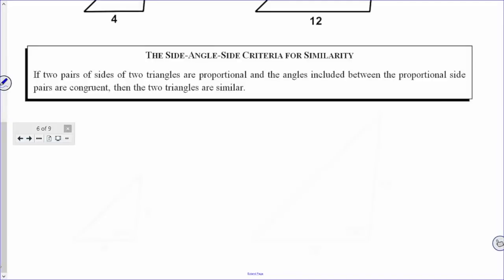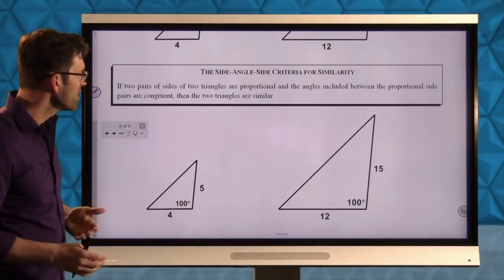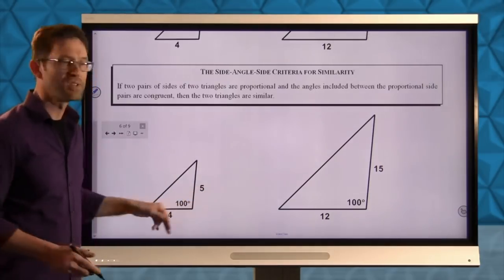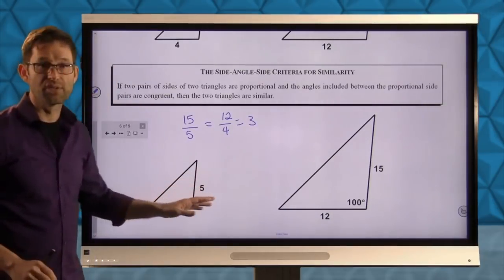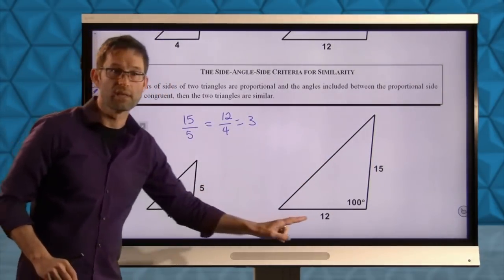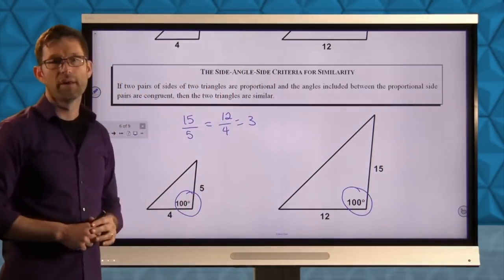If two pairs of sides, not three, if two pairs of sides of two triangles are proportional, and the angles included between the proportional pairs are congruent, not proportional, but congruent, then the two triangles are similar. So again, let's take a look at this sort of scenario. Same kind of idea here. We've got two pairs of sides. Notice again, I'm sticking with that 3. 15 divided by 5 is 3, right? And 12 divided by 4 is 3. So now I have these two pairs of sides that are proportional. This divided by this equals this divided by this. And the angle in between them is equal, right?